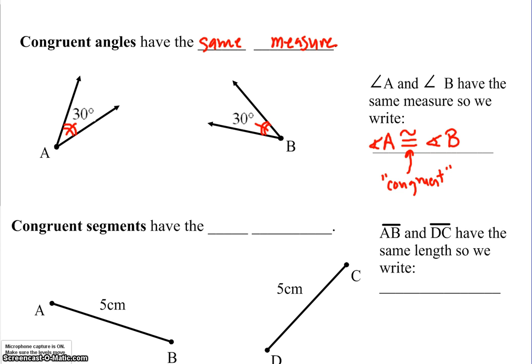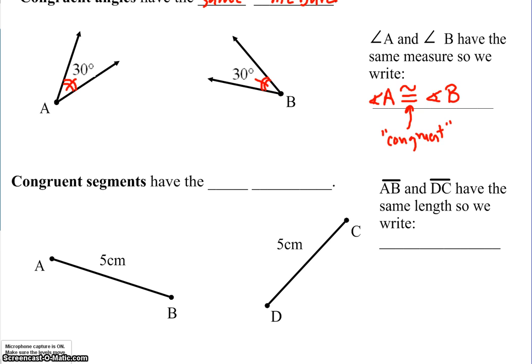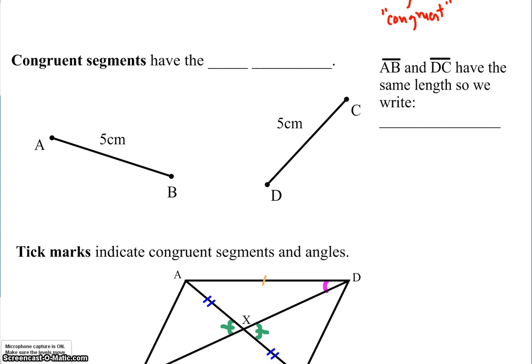That is the way that we would indicate A and B are the same size. Congruent segments. So not only do you have congruent angles, you can also have congruent segments. Like AB here is 5 centimeters and DC here is also 5 centimeters. They are congruent to each other. They have the same length.